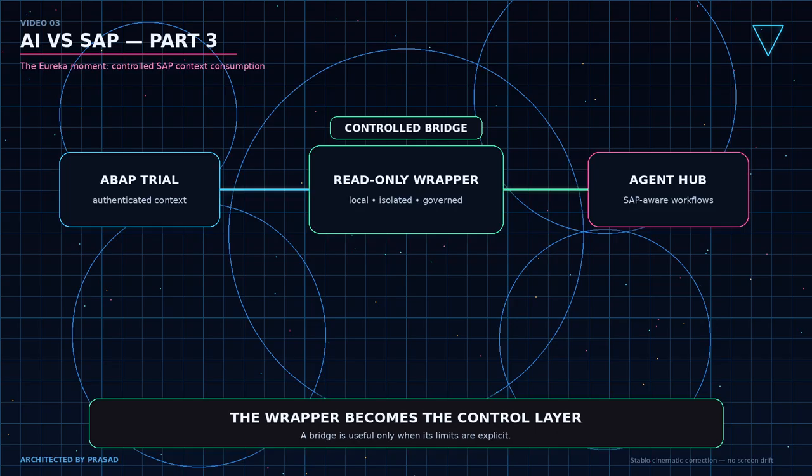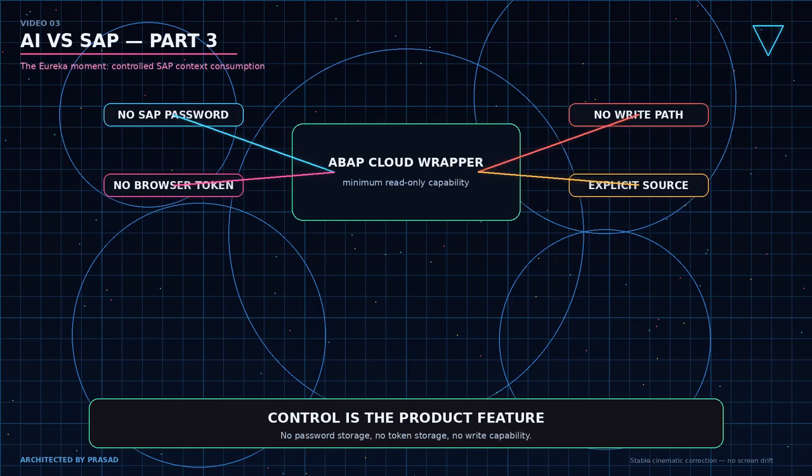Think of it as a control bridge. On one side, there is the authenticated ABAP trial session. On the other side, there is the SAP AI Agent Hub. The wrapper sits in between them. It does not own the SAP password. It does not store the browser token. It does not create an uncontrolled execution path. It only exposes the minimum read-only capability needed for learning, testing, and agent validation.